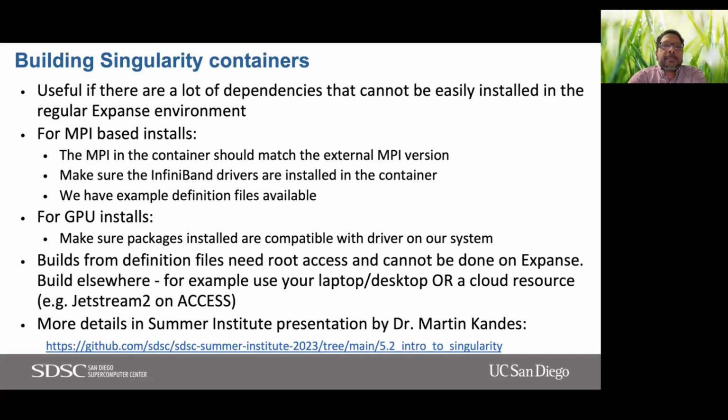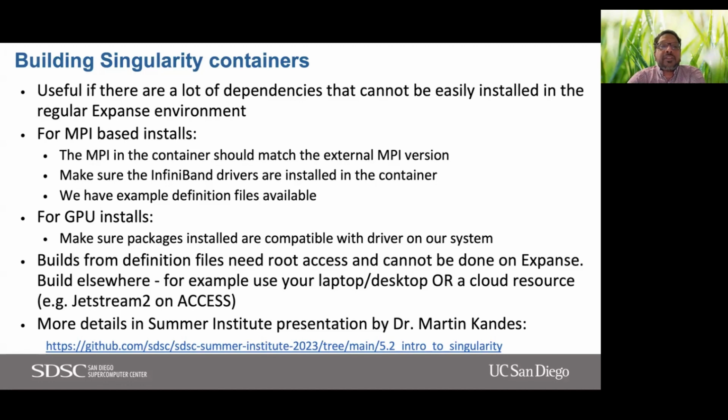That's nice if it works for you, especially if it's a single node case, it'll probably work fine and you can use that. But there are cases where you have MPI installs, where the same issue that I was talking about with conda also shows up with containers: the MPI in the container should match the external MPI version. Although the E4S stack actually has a way to deal with this, for most cases you have to make the MPI in the container match the external MPI version.